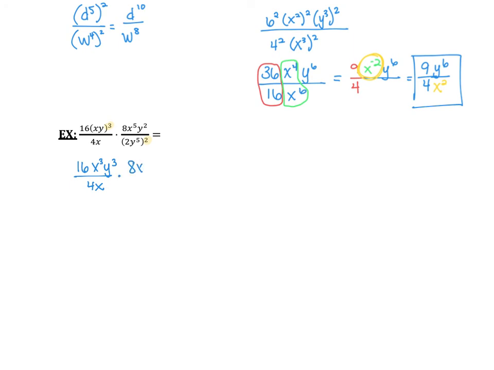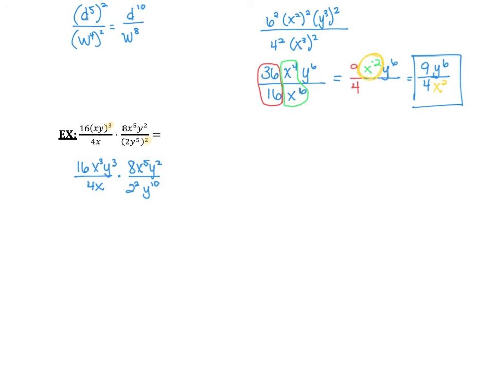Times 8x to the 5th, y squared over, here we'd get 2 squared, y to the 10th. We have to square that too because remember it needs to distribute to the coefficients. Now, at this point, you have several choices. You have the choice to reduce each fraction independently, then multiply straight across, but then you may have to reduce again. So what I like to do is multiply straight across first.